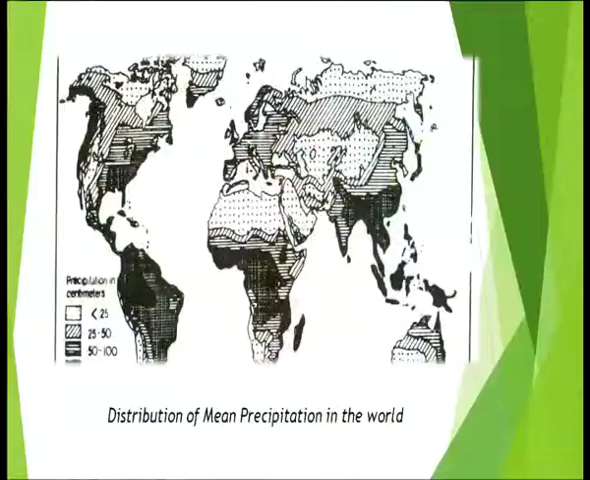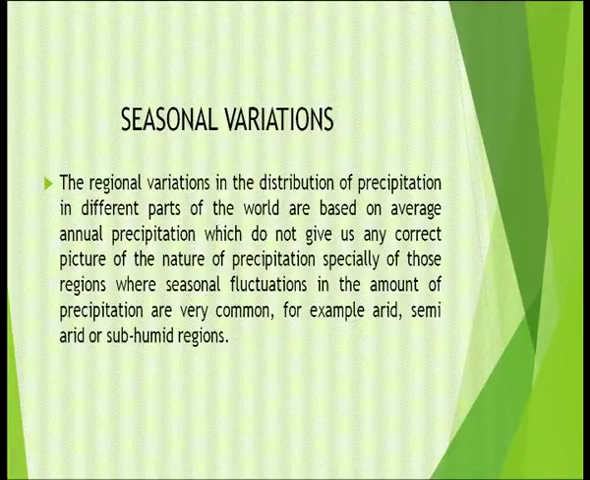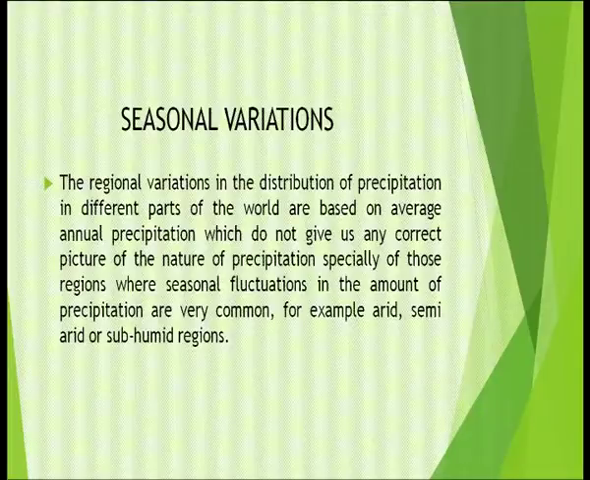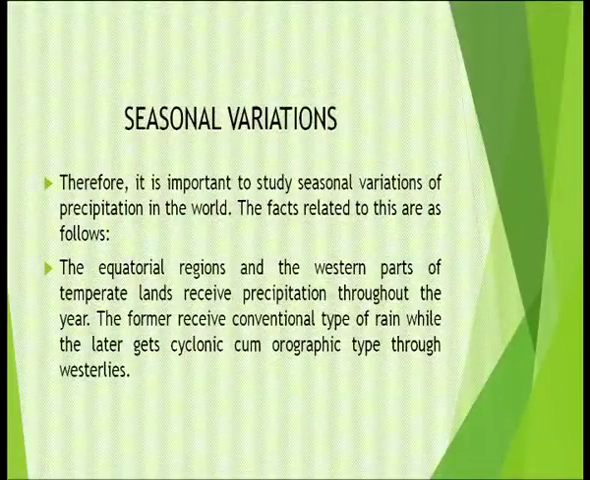Look at this map which is depicting the distribution of mean precipitation in the world. Seasonal variations. The regional variations in the distribution of precipitation in different parts of the world are based on average annual precipitation, which does not give us any correct picture of the nature of precipitation, especially of those regions where seasonal fluctuations in the amount of precipitation are very common, for example, arid, semi-arid or subhumid regions. Therefore, it is important to study seasonal variations of precipitation in the world.